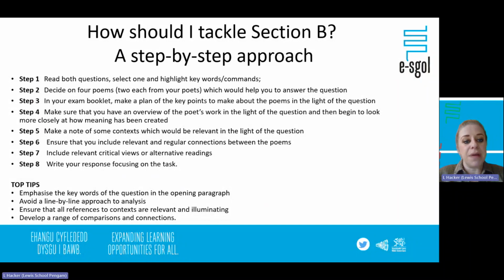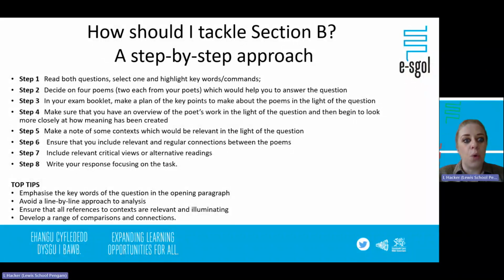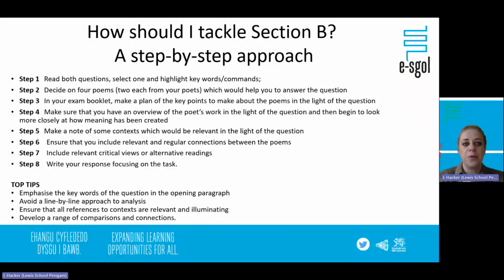Step 4 then, make sure that you've got an overview of the poet's work in light of the question, and then begin to look more closely at how meaning has been created. So what that is suggesting that you do is give a very brief, succinct overview of the poem in light of the question before you dig deep into the meaning and exploration.